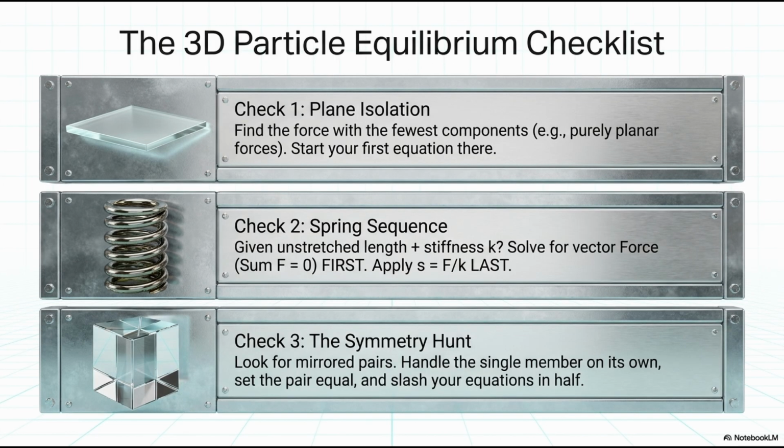Keep 3 major pitfalls in mind for spatial analysis. First, forcing a non-existent third component onto a force that lies entirely within a coordinate plane. Second, reversing operations in spring problems by forming geometric stretch relations before establishing force equilibrium. And third, mistaking attachments on different axes for a lack of symmetry, missing a chance to eliminate equations.